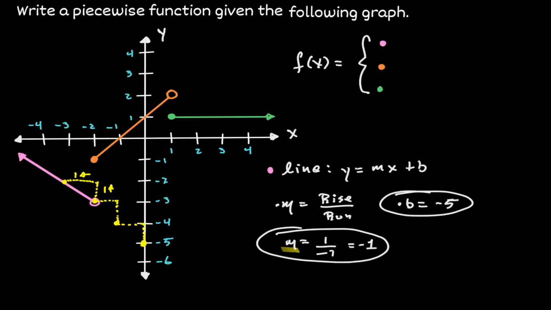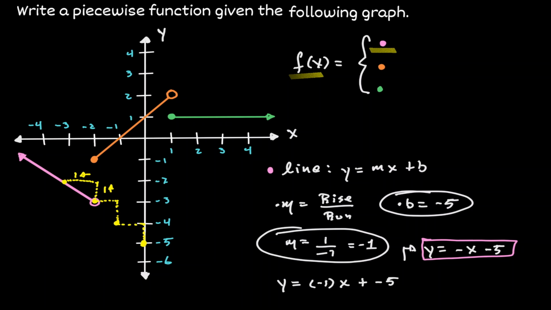Let's plug the value of m as -1 in m, and let's plug in the b value of -5 at b. Well, let's simplify that. We can just rewrite this as -x minus 5. Now this is going to be the equation that we are going to place in our piecewise function under the first section.